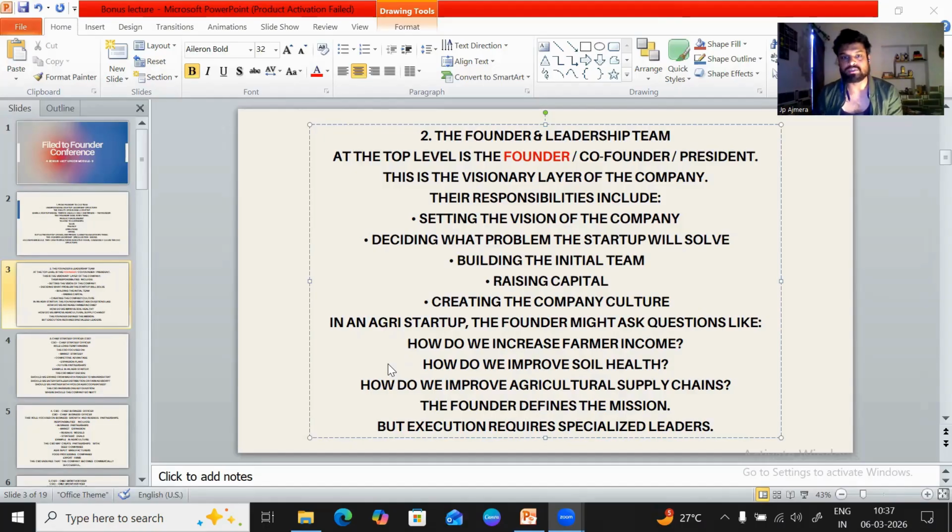So I hope you understand the whole slide. The founder defines the mission because the founder is the only one who built everything from the beginning, so he knows the mission of this whole venture. But execution requires a specialized leader. When it comes to scale, when the company or venture reaches a point where a lot of tasks are going on at a maximum level, and the frequency is too much, then you need very specialized roles in your venture or startup. Then you have no other option.